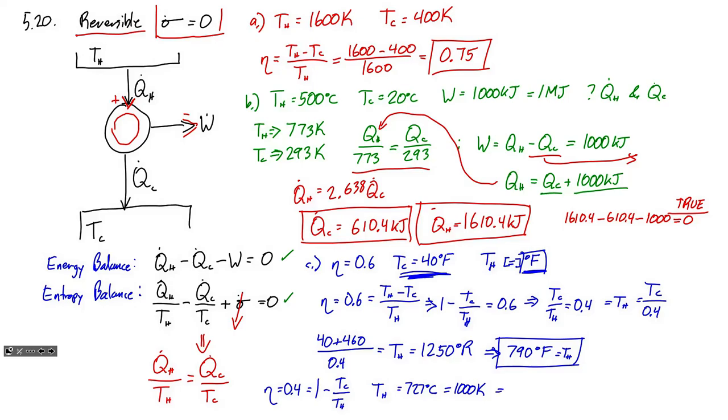Rearranging, we get Tc equals 0.6 times 1000, which is 600 Kelvin. Converting back, we're going to get our final answer of 327 degrees Celsius. I'm not going to go over temperature conversions if you didn't get that by now. Again, those are sort of my seven deadly fears.